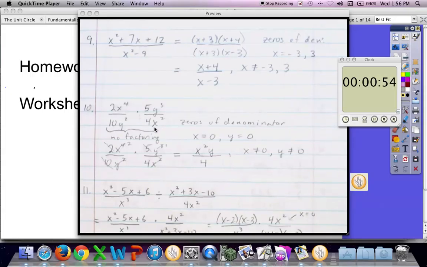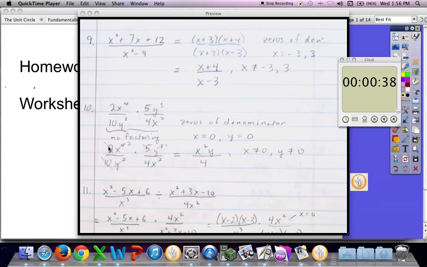Go to your zeros of the denominator. Again, what number would you plug in for y to make this denominator equal 0? 0. And what value of x would make this denominator equal 0? Right? Those were the zeros of the denominator. Right? Then you can cancel.